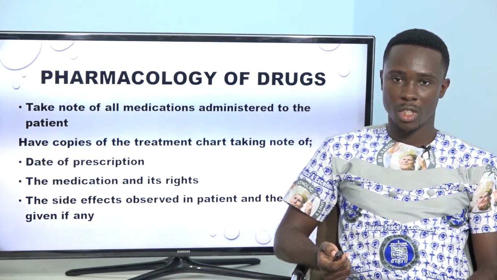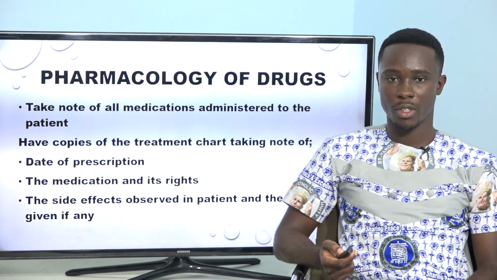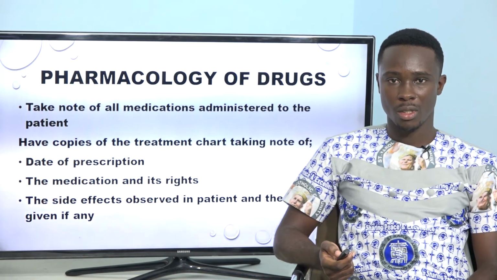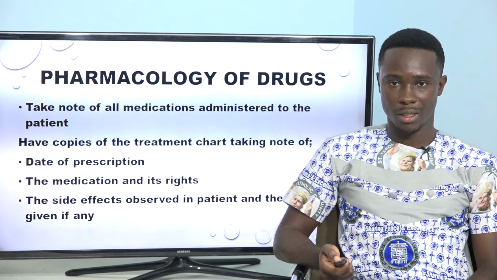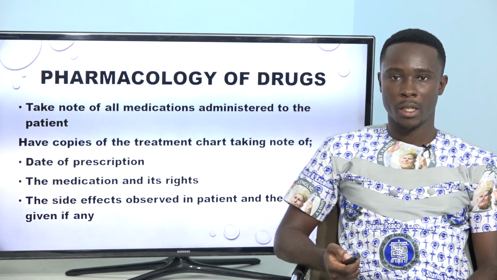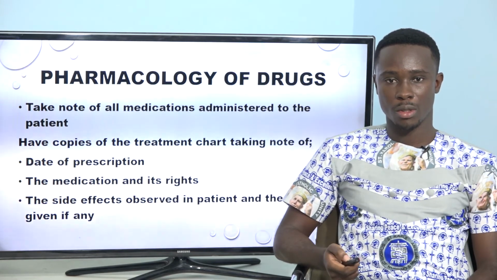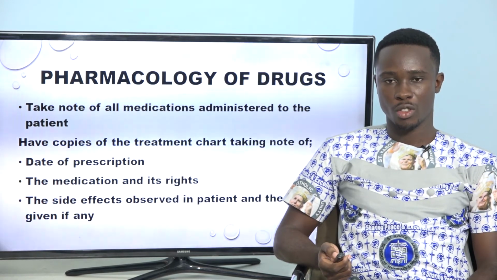So moving on, the same goes for the pharmacology of drugs. You have to take note of all the medications which are administered to the patient. You have to have copies of the treatment chart. You know about the treatment chart in the nurse's note. So you take note of the date of prescription or the date the patient started taking the medication, the medication itself and its rights. You know about the rights of medication, the right route, the right dose, the right dosage and all that, which you need for your pharmacology of drugs.